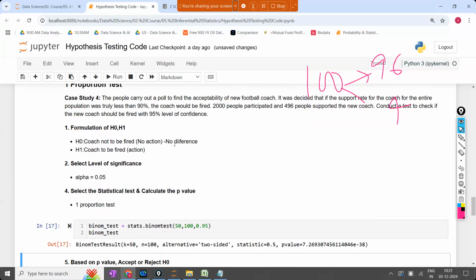This test will be applied after every batch by Naresh sir. The only thing is, I don't know this number, whether it is 95% of the people or 90% or 70%. That will be decided by Naresh sir. That is not decided by us.